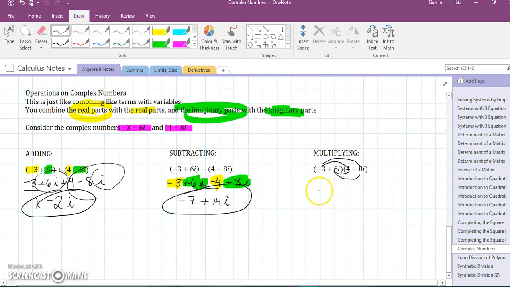So -3 times 4 will be -12. -3 times -8i will be positive 24i. 6i times 4 will be 24i. And here's the only difference: 6i times -8i is negative 48i squared.